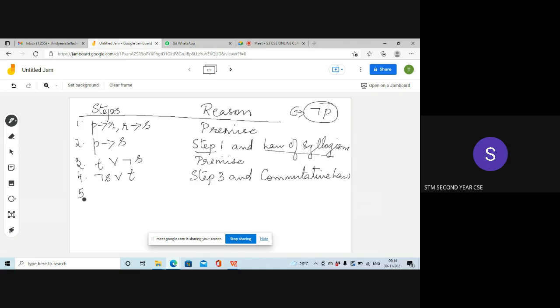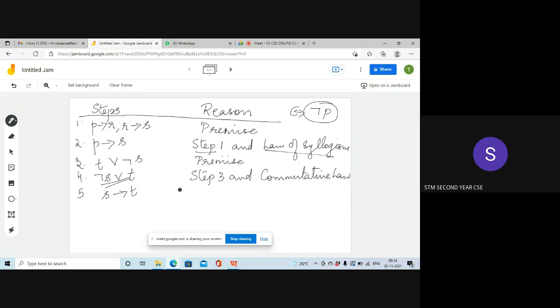Then, in the fifth step, I'm going to convert this formula. This is a not A or B form, that is S implies T form. S implies T is the same as not S or T. Isn't it? P implies Q is equivalent to not P or Q. So this is the not P or Q form. Here instead of P and Q, it is S and T. So not S or T is the same as S implies T.